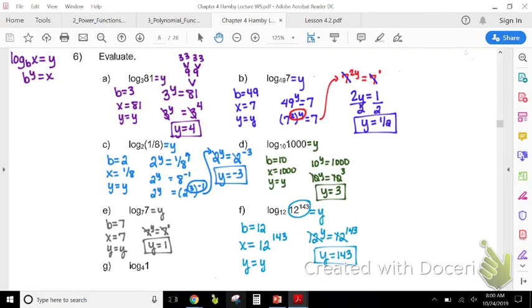All right, I'm going to come over here to the side. You can work it down below. I just don't want to scroll down just for one problem. So G.